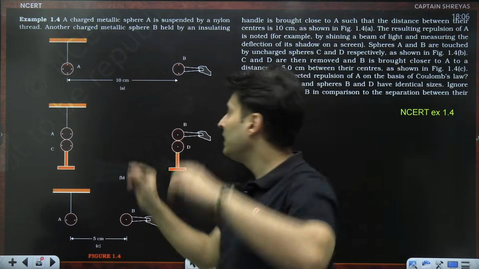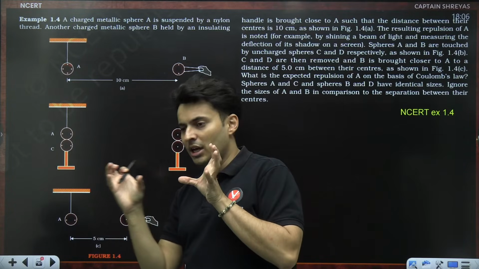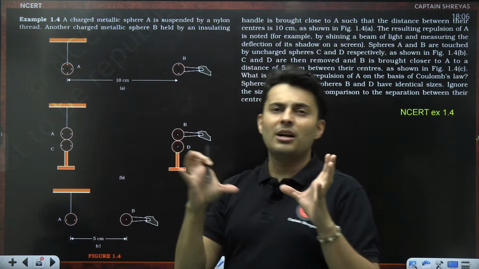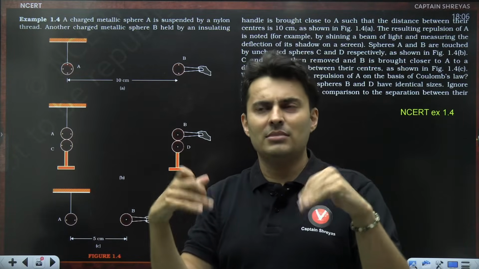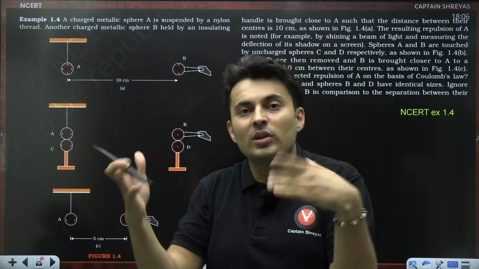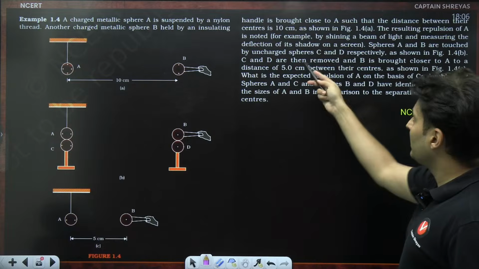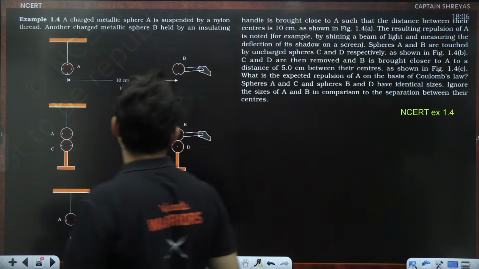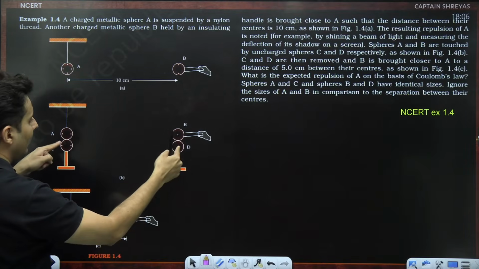So they are using light. Because light falls on that sphere, there is a shadow, and the shadow will move some amount. By noting how much the shadow moved, they are able to find how much the deflection is, and thereby estimate the force. Now what you do is these spheres are touched by two identical uncharged spheres.